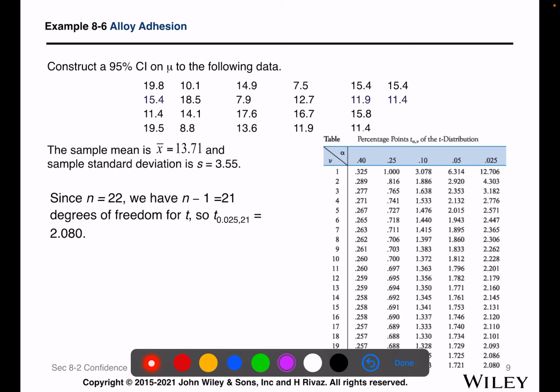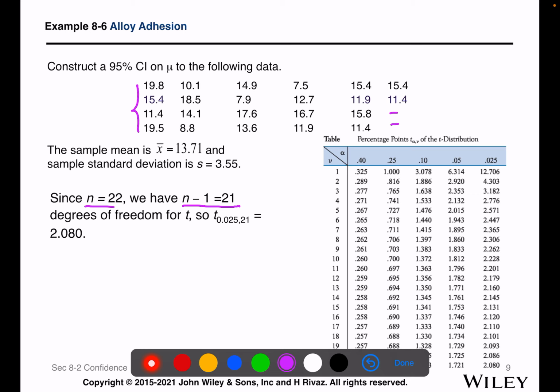So the first thing we have to do is count how many samples we have. If we count, it's a table of 4 by 1, 2, 3, 4, 5, 6. So it's 6 times 4, 24, but 2 of these are missing. So it's 22 samples. It's very important to subtract 1. So 21 is the degrees of freedom. We always have to subtract 1.